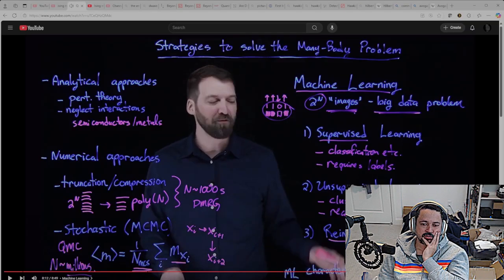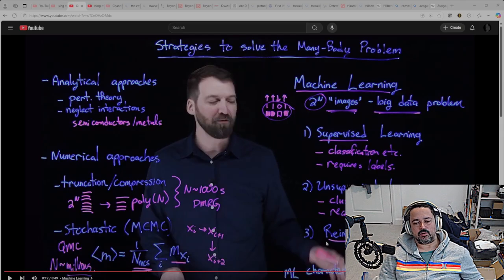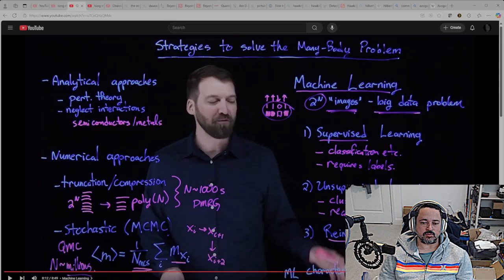Okay, so I'm guessing this is what then Google took and ran with, and this is what they've implemented in their recent quantum computing.